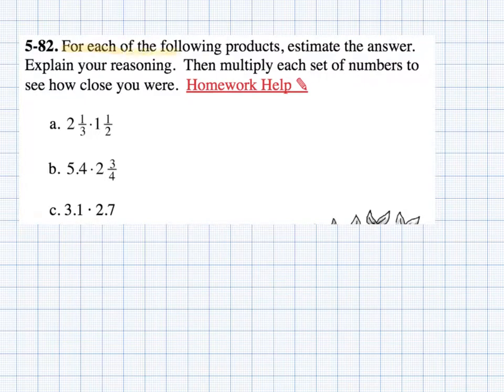For each of the following products, estimate the answer. Explain your reasoning, then multiply each set of numbers to see how close you were. So before we even do any multiplication, they do want us to estimate. Estimate means use some reasoning and explain that reasoning, and then later when we multiply, we're going to compare to see how close we are.